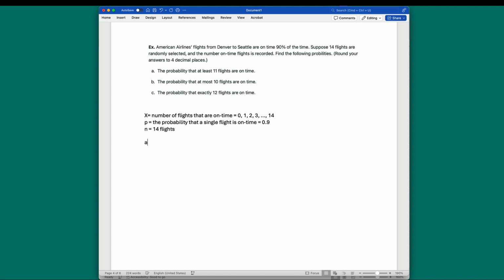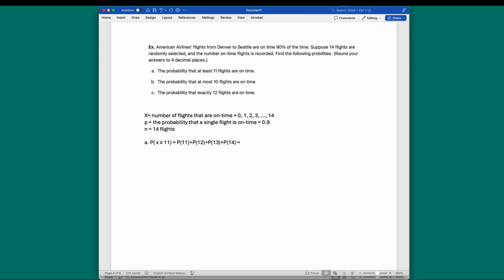So for part A, we're asked to find the probability that at least 11 flights are on time. This would mean X is greater than or equal to 11. Meaning this would be the probability of 11 flights being on time, plus the probability of 12, plus the probability of 13, plus the probability of 14.